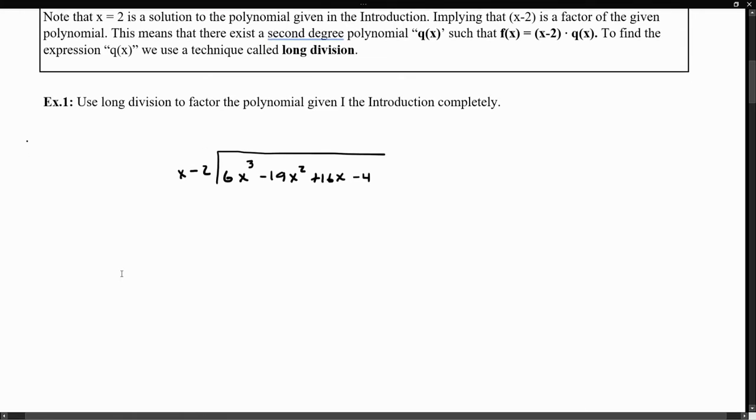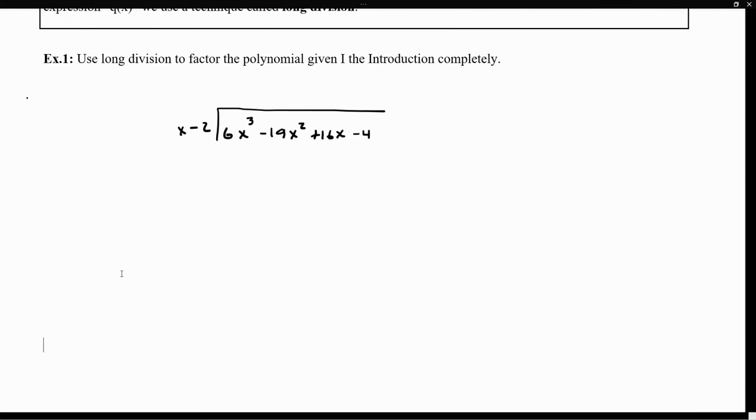This q of x is going to be defined by the following procedure. The first thing we always want to do is make sure that my expression is in descending order: cube, second, first, no degree. So we're good. Now that we have that out of the way, we can start the procedure.